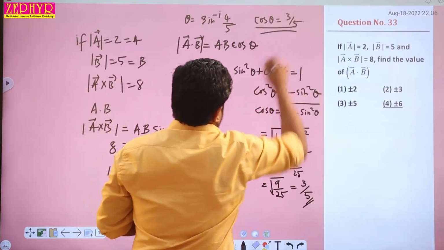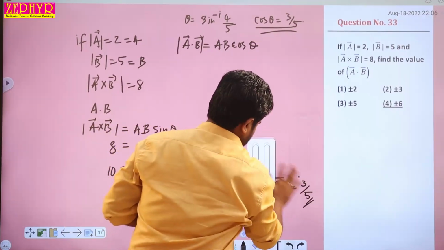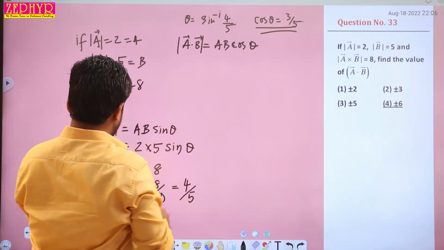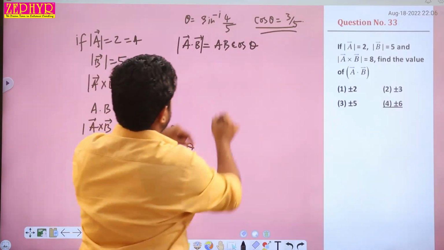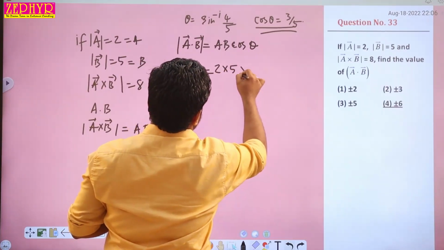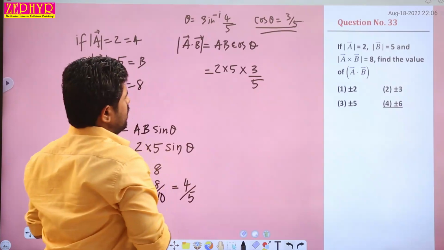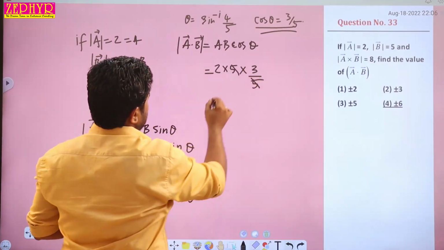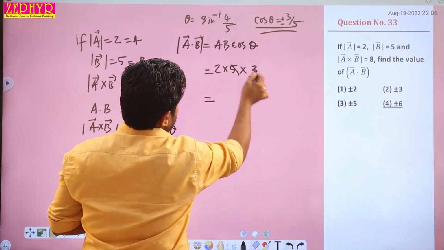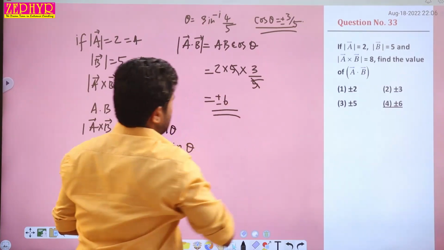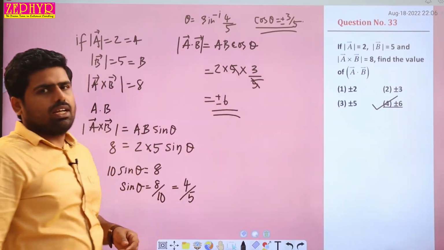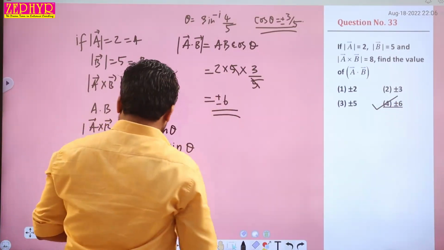I substitute that value in here. So now in the equation ab cos theta, it is equal to 2 into 5 into cos theta, which means 3 by 5. So both 5's cancel each other. Actually cos theta is plus or minus 3 by 5, so the result is 2 into 3, that is 6, plus or minus 6. That is a dot b. So here option 4 is the correct answer. Then the next one.